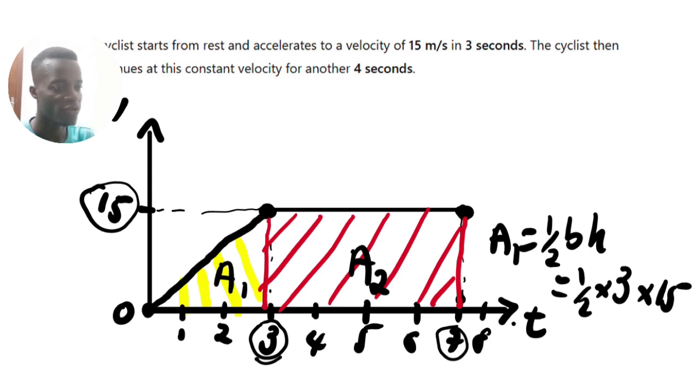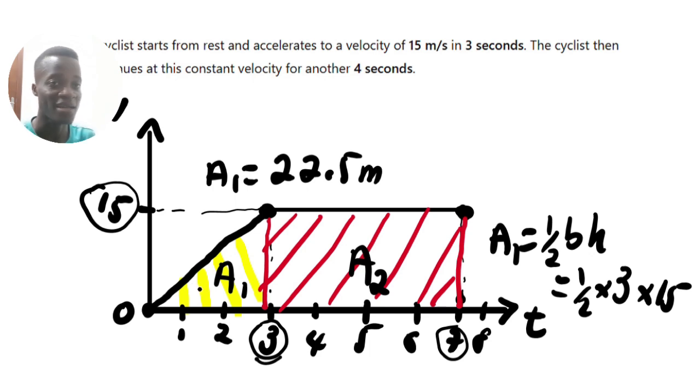So if you multiply 3 by 15 to get 45 and divide by 2, you're going to have 22.5. So for area 1, it's going to be 22.5 meters. That's just for the right angle triangle.